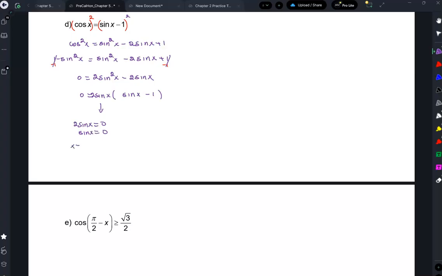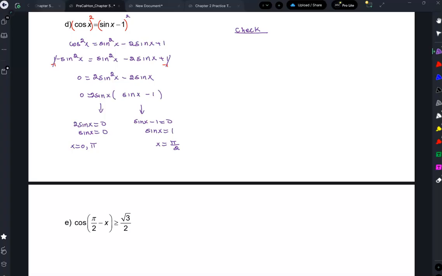And that happens at 0 and pi. And then for the next one, sine x minus 1 is equal to 0. So x is pi over 2. So now I need to check.